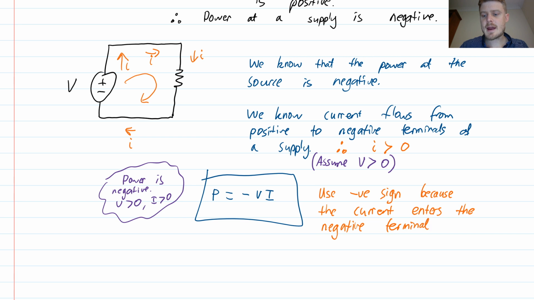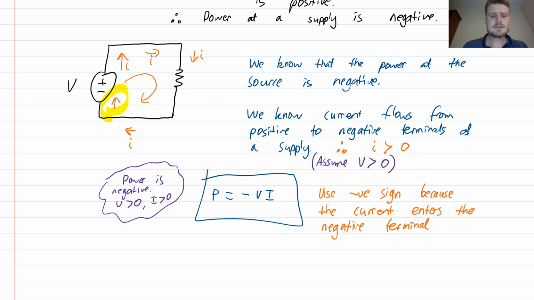Right, so if I draw that arrow, I'll draw another one here at the bottom to make this super clear. So you see this I, which goes all the way around this circuit in a clockwise direction. This current I enters the negative terminal, hence I use a negative sign for power.